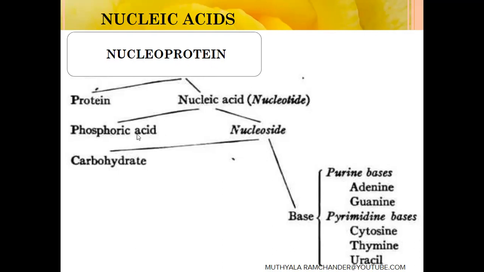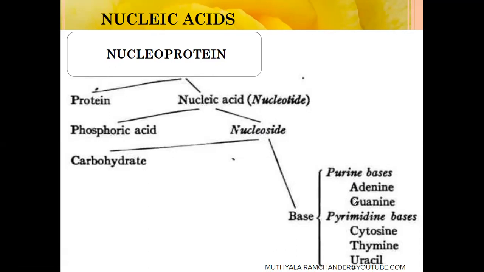One is phosphoric acid and the other is nucleosides. Nucleosides are again divided into two major parts: carbohydrates and nitrogenous bases. Carbohydrates are also divided into two types, deoxyribosugar and ribosugar. Nitrogenous bases are again divided into two major parts: purine nitrogenous bases and pyrimidine nitrogenous bases.